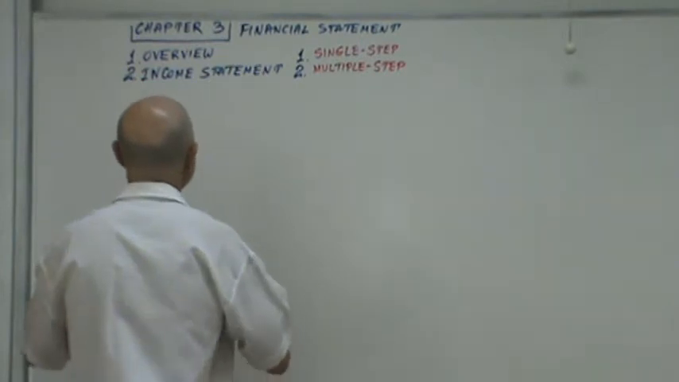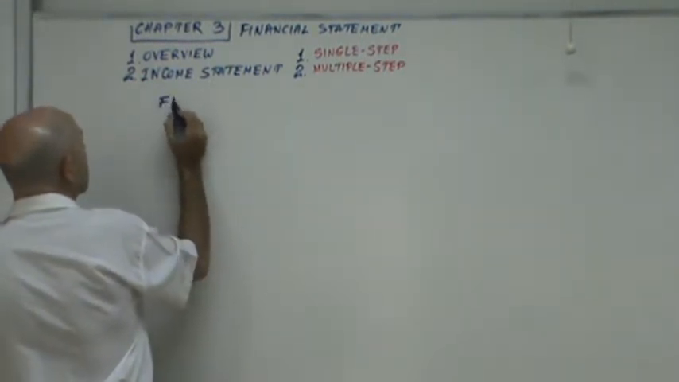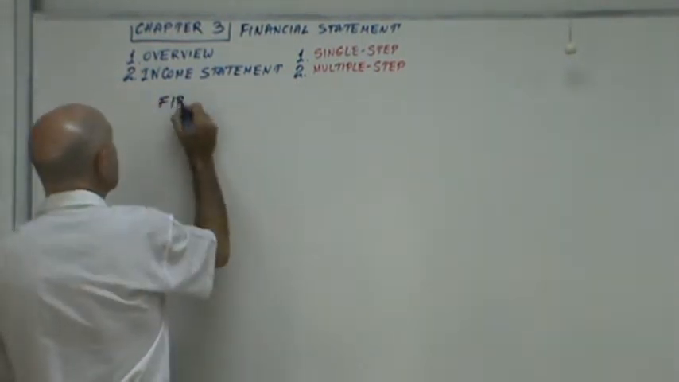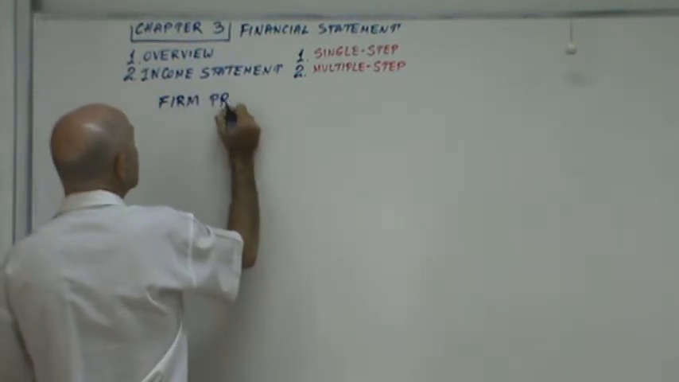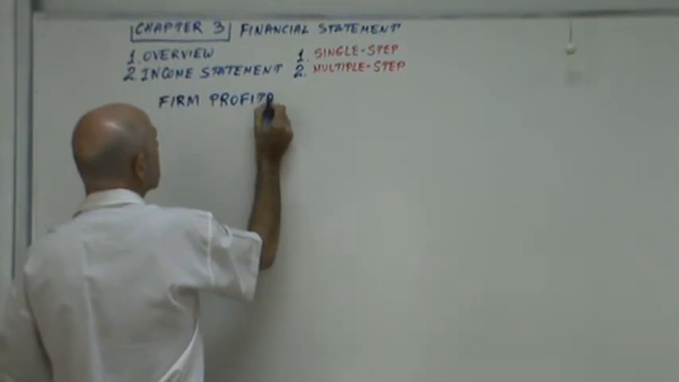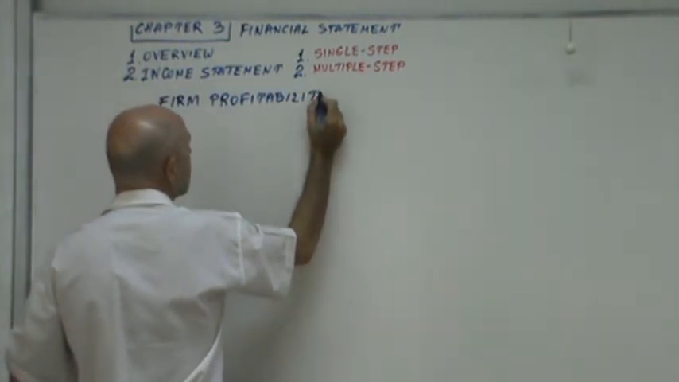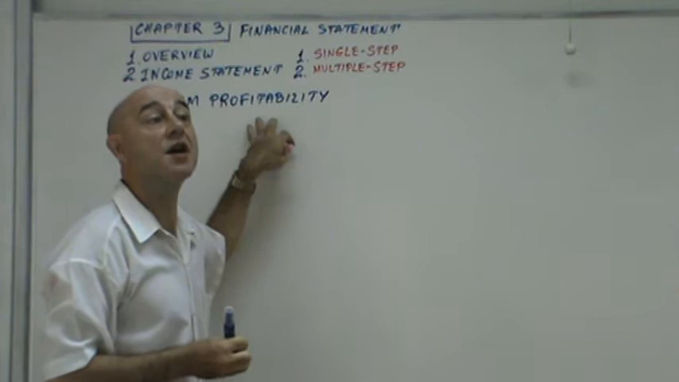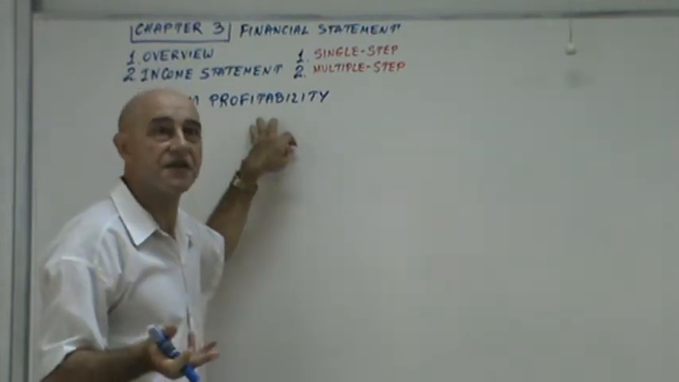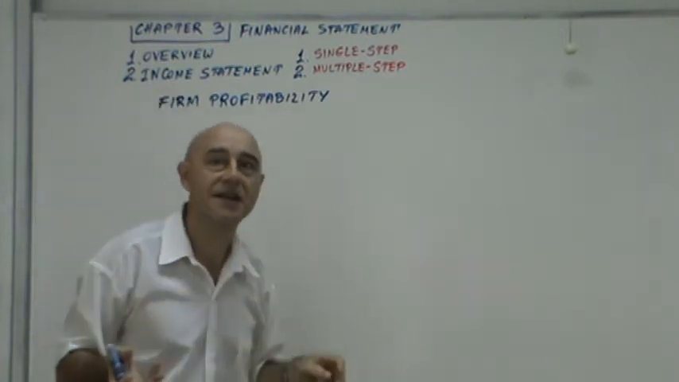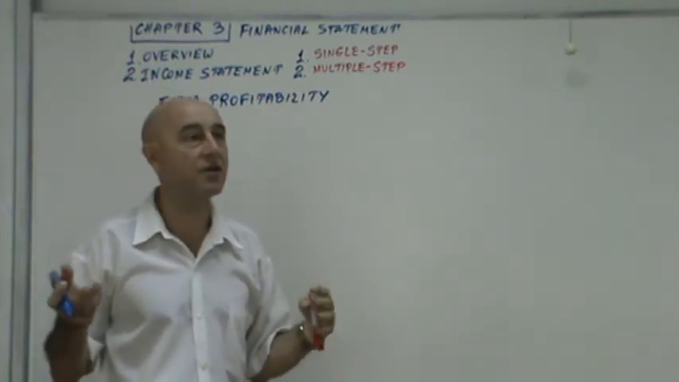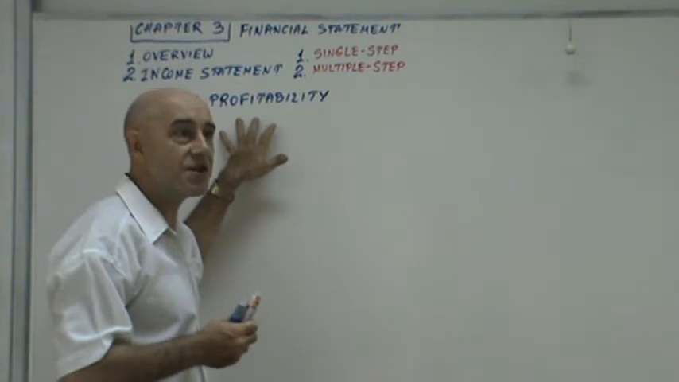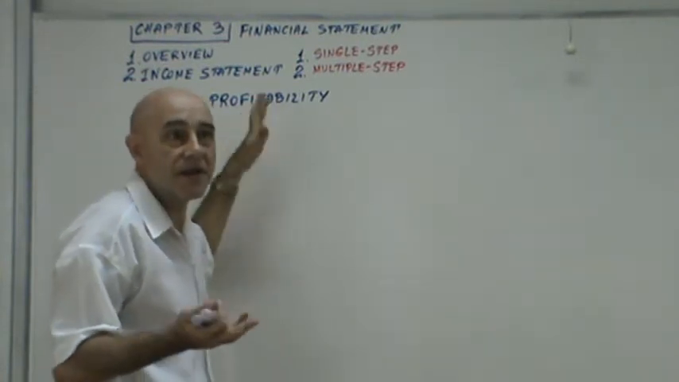All right, part of this is, again, all the income statement is about business profits. So, we look now at firm profitability. And profitability is about the ability to make profits. Is the firm able to make profits or not? That's pretty much the most important question about any businessman. Especially if you're on your own business, the big question is, can you make a profit or you cannot make a profit? That's the big question.